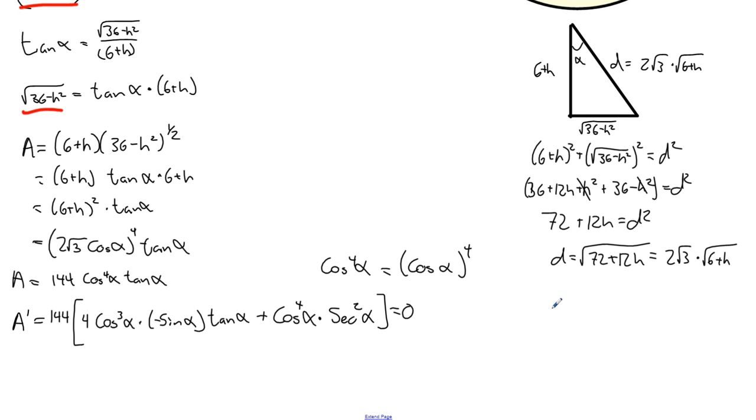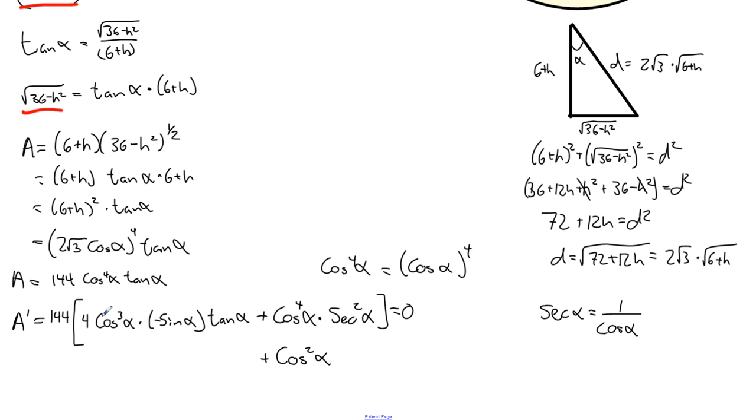Remember that secant alpha is equal to 1 over the cosine of alpha. So here I can actually cancel out a couple of these values. I've got 4 cosines on the top, 2 cosines on the bottom, so I can say that this is cosine squared alpha.